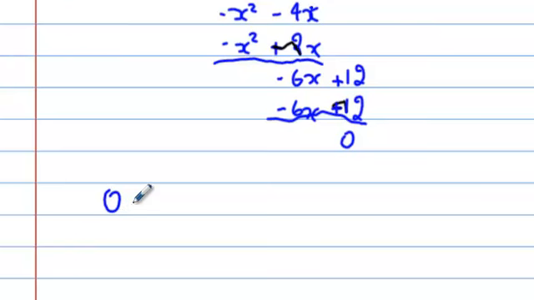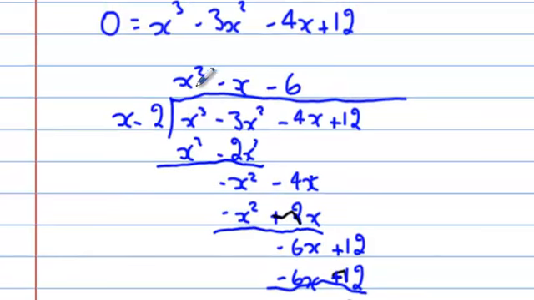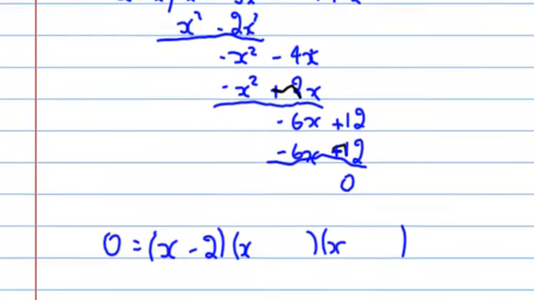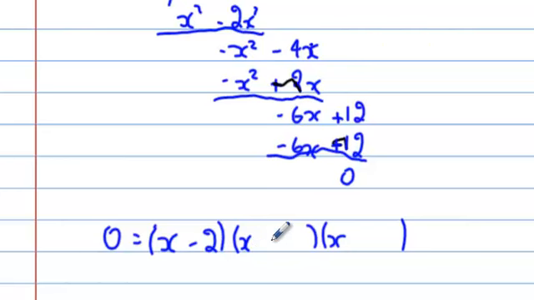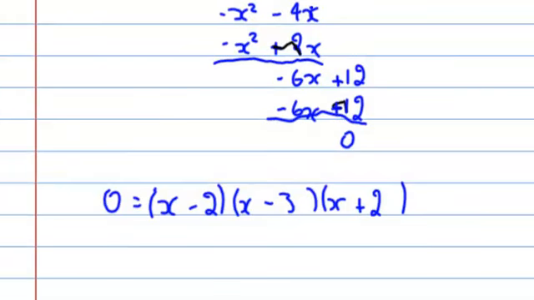So if I put that all together, I've got 0 equals the factor we already had, x minus 2. And then I know that the x squared minus 6x minus 6 is going to factorise into a quadratic, which is minus 3 plus 2. So the solutions to g of x are that x equals 2, x equals 3, x equals negative 2.